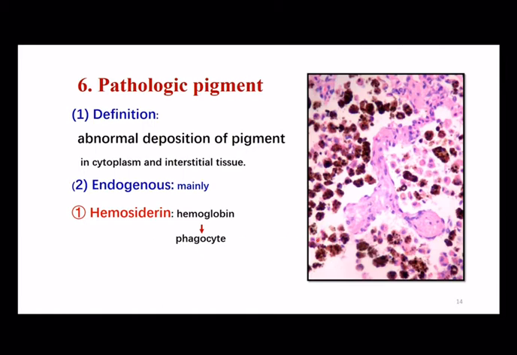This is a lung from patient with left heart failure. We know left heart failure will cause chronic lung congestion. In the pulmonary alveoli, here, the pulmonary alveoli, hemosiderin aggregates in the cytoplasm of phagocytes. They are golden brown, like here. That's the macrophage. Many hemosiderin in the cytoplasm. So we call this macrophage as heart failure cell.